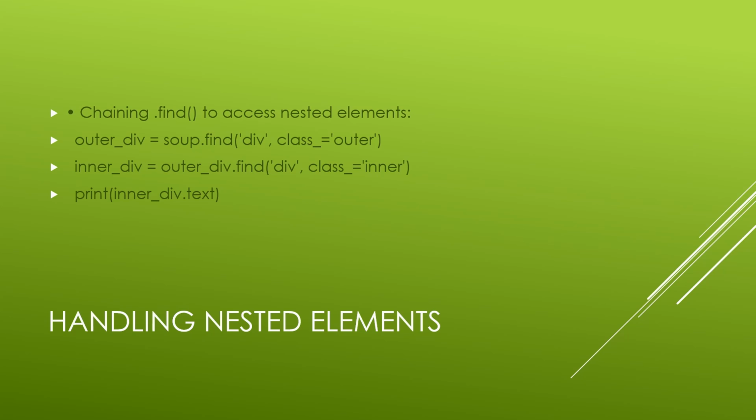Web pages often contain nested elements, meaning one tag is inside another. BeautifulSoup makes it simple to access these nested tags by chaining find or findAll methods. For example, you might first find a div tag, then find another div tag inside it, allowing you to navigate complex HTML structures.